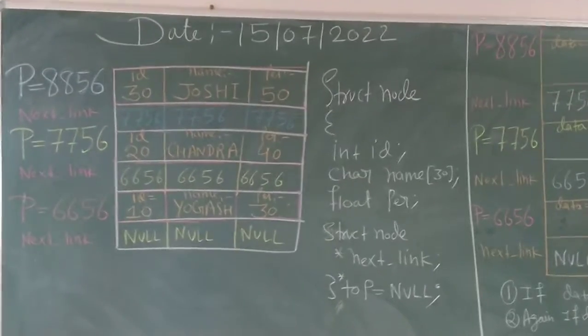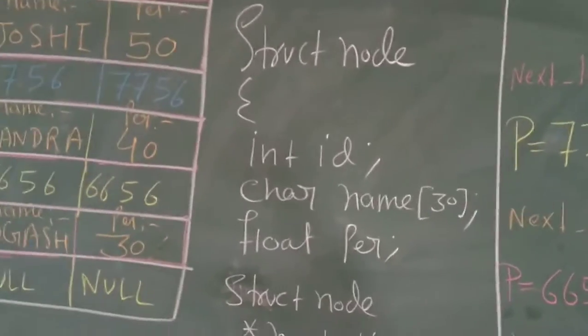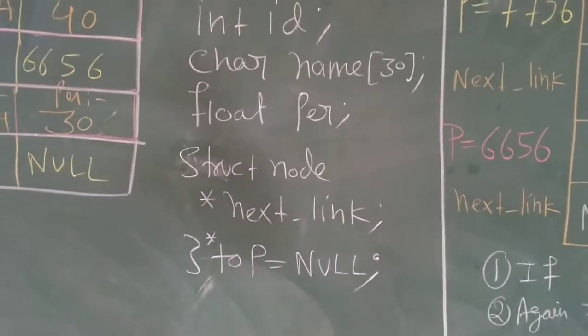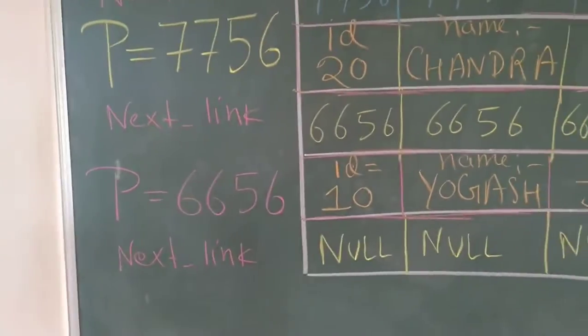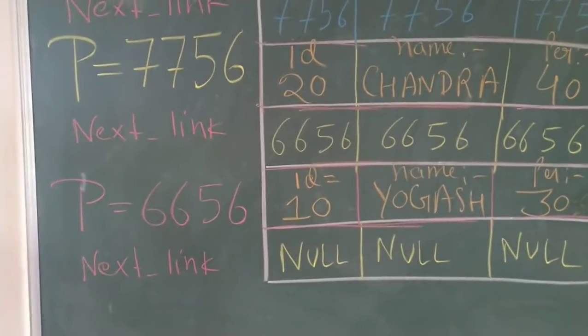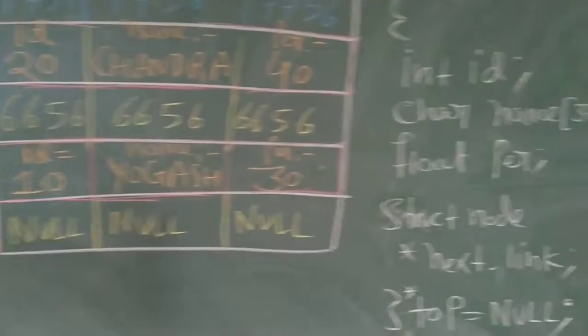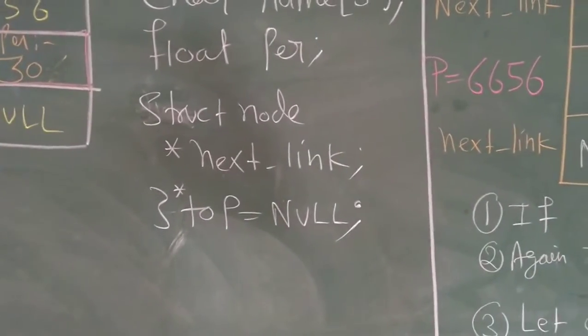Students, we have already sent you this problem. So this is your stack. At first, in your stack you have to write int id, char name and float, which means three data types, and struct node next link. What is the next link? Next link is a pointer. It will store the address of another data. Now at last we have written struct node *top = NULL.